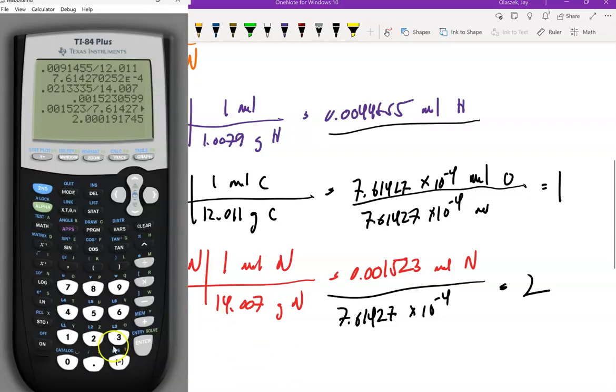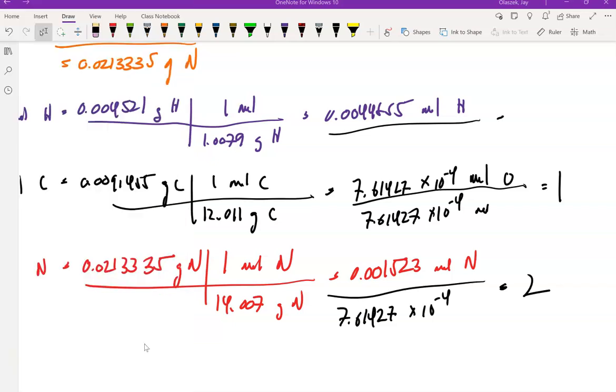Let's do the same thing with our hydrogen. 0.0044855 divided by 7.61427 times 10 to the negative 4. What do we get? 5.89. That's close enough. We're going to call that 6. Remember, there's some variances in here.